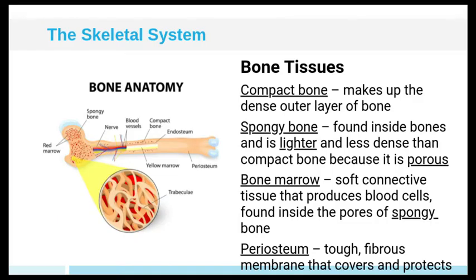So bone marrow is the soft connective tissue that produces blood cells found inside the pores of spongy bone. And again, refer to the image there. Then you've got the periosteum, which is a tough fibrous membrane that covers and protects bones.